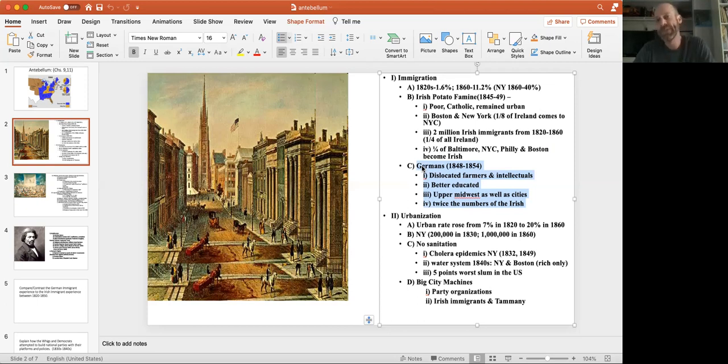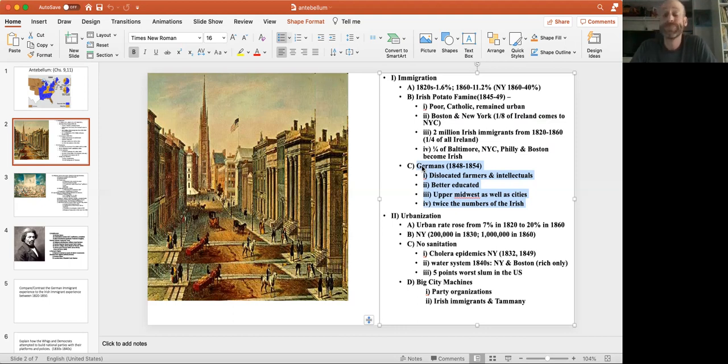So what do you do? You sell your land at the high prices there in Germany. You then get on a boat and you go to America and you buy land for much cheaper. And Germans will not typically live in big cities in the US. Some of them do, of course, the poorer ones, but most are going to move to the Midwest. They're not going to go to the East Coast, not in large numbers. Are they going to go to New York City and Baltimore and Philly and Boston?